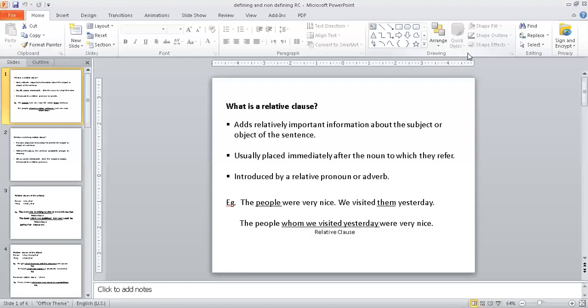So the relative clause whom we visited yesterday لازم يبدأ ب relative pronoun. Look at the sentence, it is underlined. The relative clause whom we visited yesterday بدأ ب relative pronoun whom. إذا بنقول whom we visited yesterday هو relative clause.